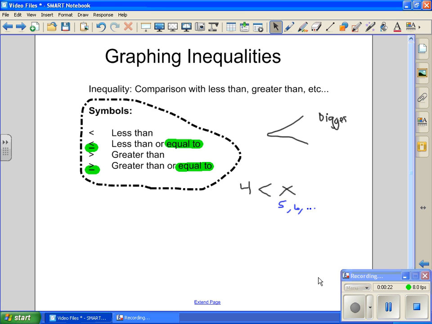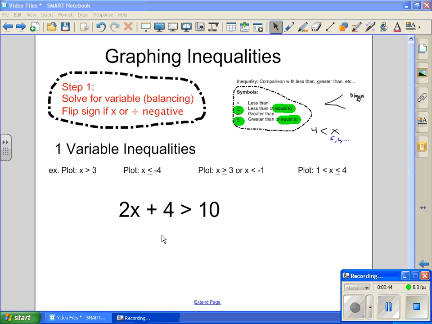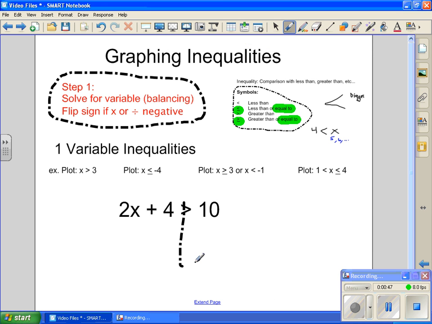All right, now I'm going to talk about graphing them. So here are 4 examples of one variable inequalities, and what we want to do is plot them. The first step is to solve it so it looks like this. Sometimes you'll have more complicated problems, and we would first have to balance the equation, draw the balance, minus 4, minus 4, that gives you 2x. You get the drift. You just balance the equation, and it'll end up looking like one of these things.